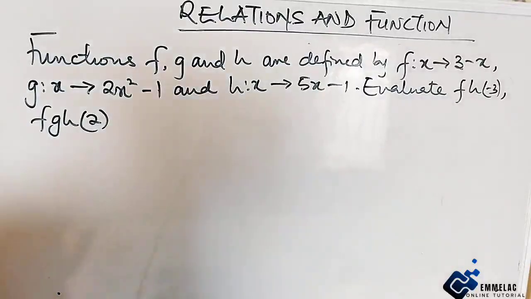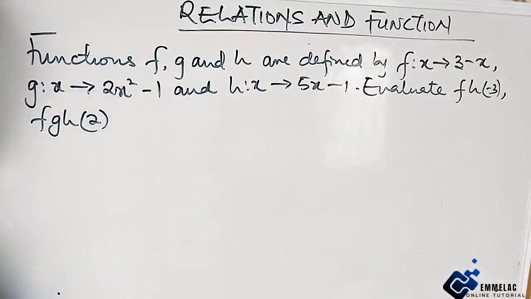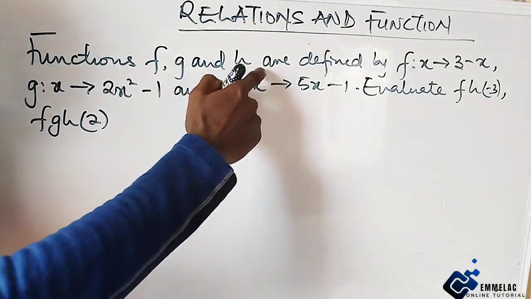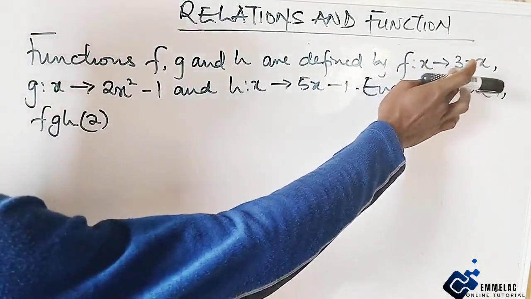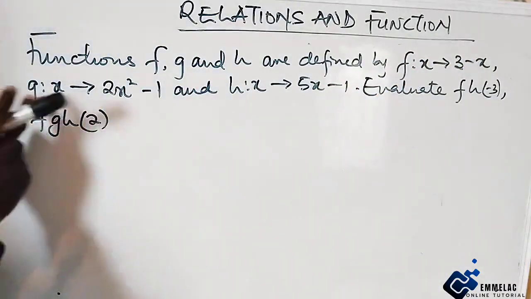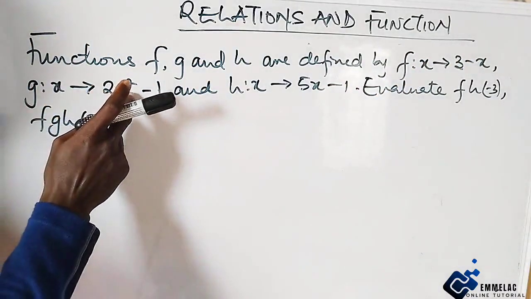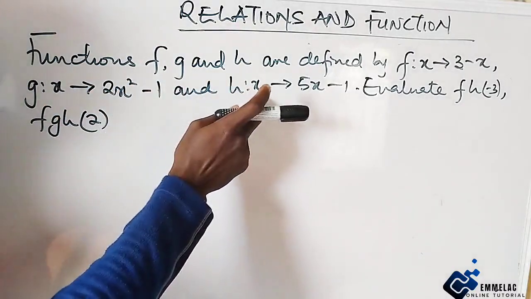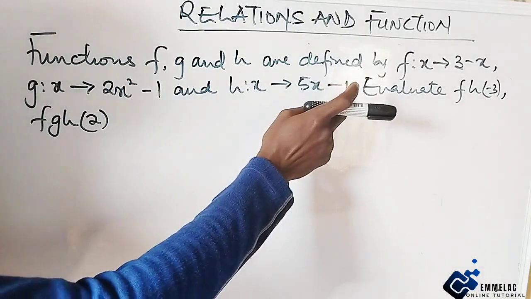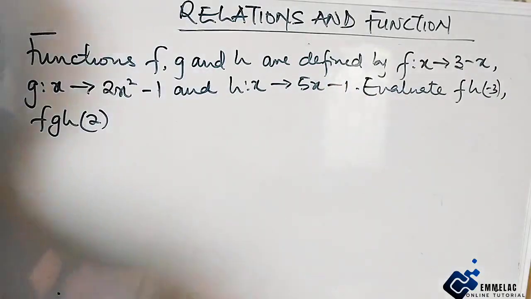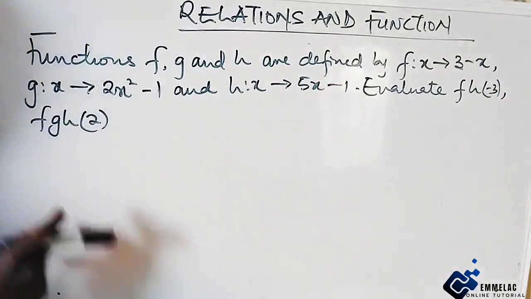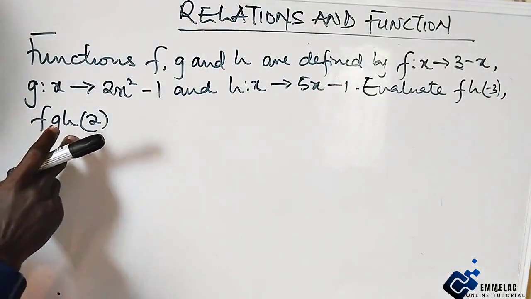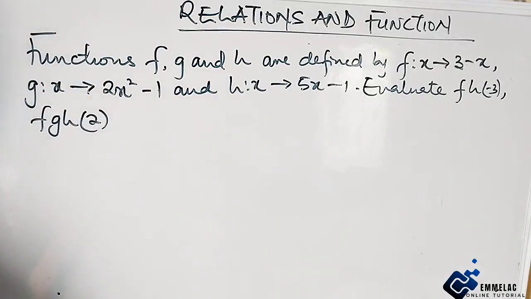Welcome to Emilak Online Tutorial, and before us is this question in relations and functions. Say functions f, g and h are defined by f of x maps to 3 minus x, g of x maps to 2x raised to the power 2 minus 1, and h of x maps to 5x minus 1. Evaluate f of h of minus 3, and f of g of h of 2.